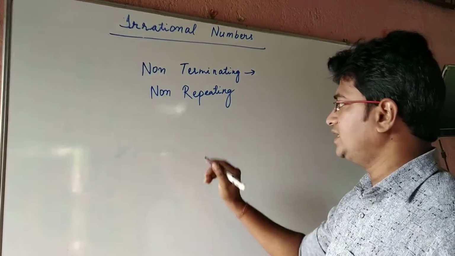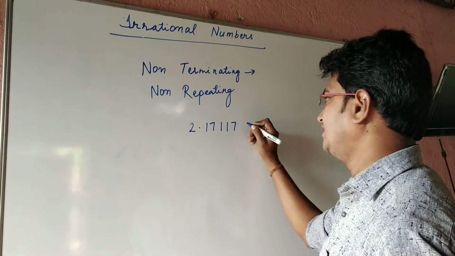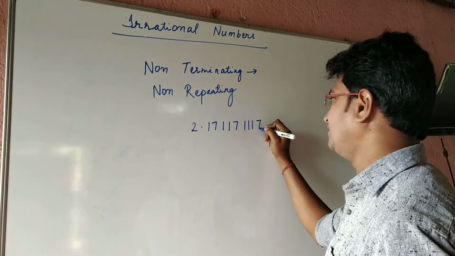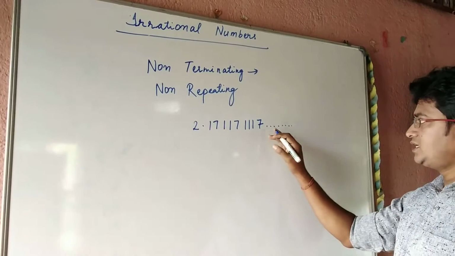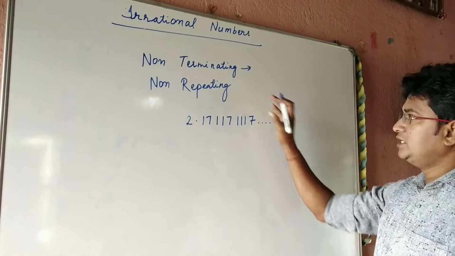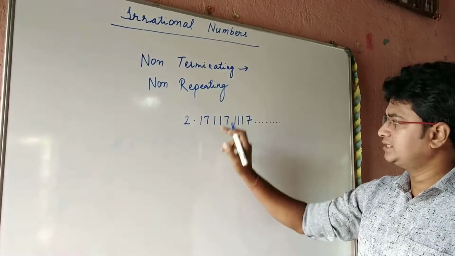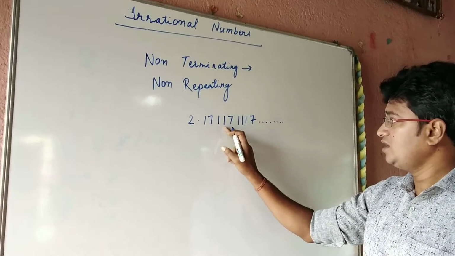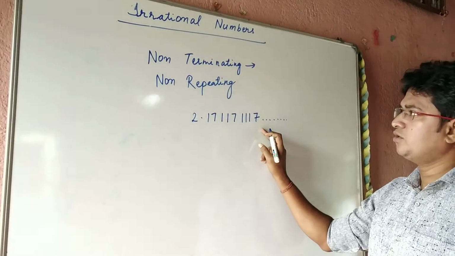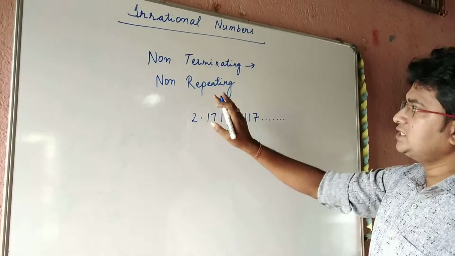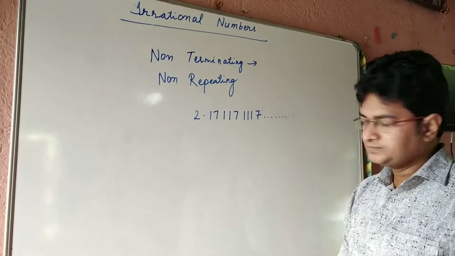Suppose that I am giving one example: 2.11711171117. I'll put here dot. This dot represents that it is non-terminating, it is not coming to an end. And about non-repeating, it is 1117. So it is non-repeating. So the numbers which are non-terminating and non-repeating are said to be irrational numbers.